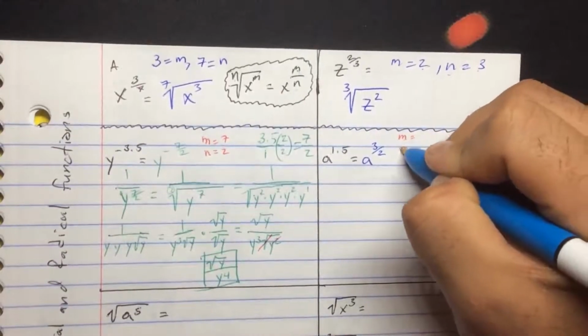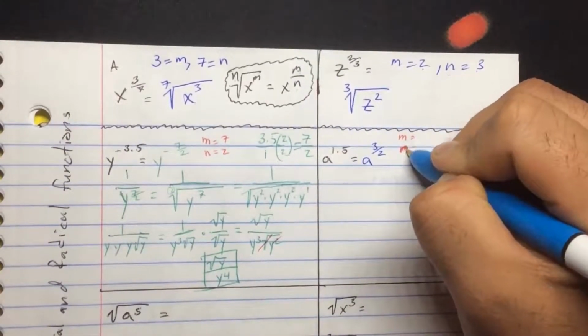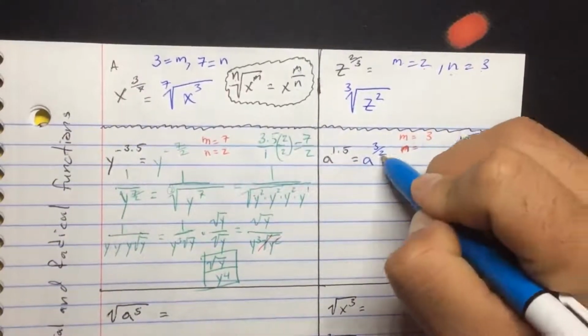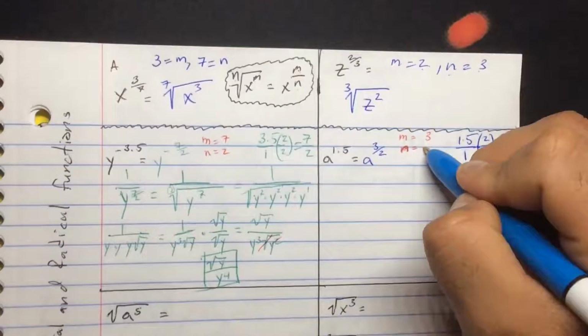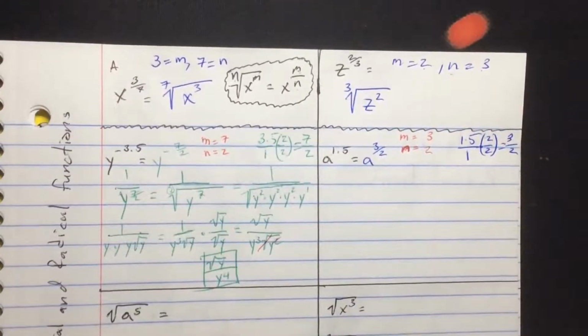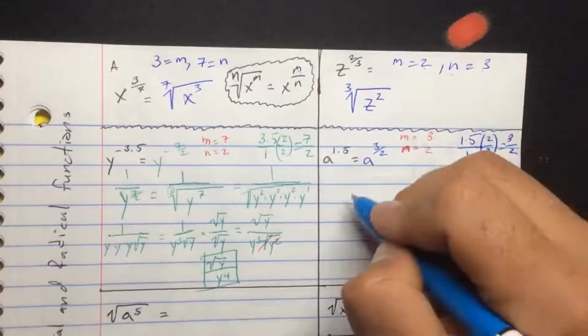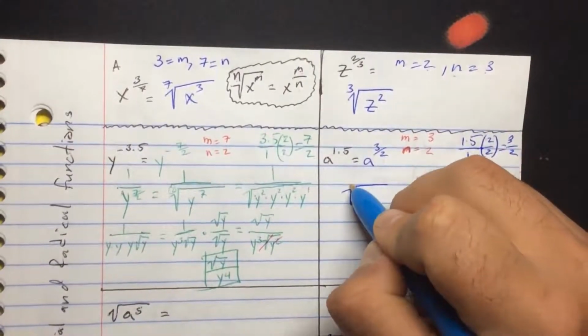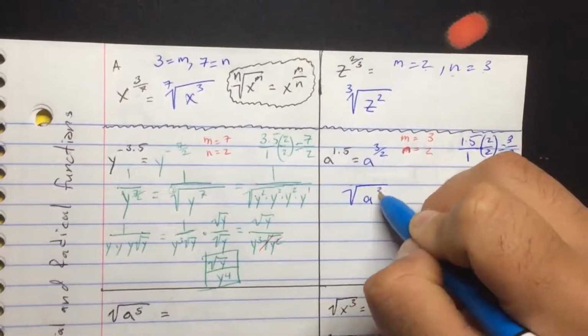So our m is equal to the top, which is our 3, and the n is equal to the root, or the index, which is our 2. So we can go ahead and rewrite this now as our radical. It's going to be the square root of a cubed.